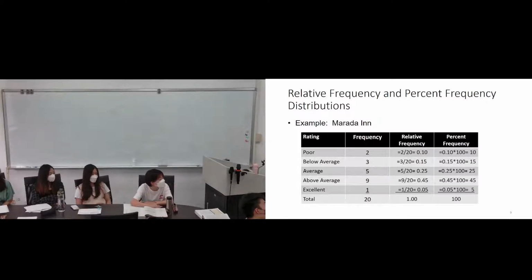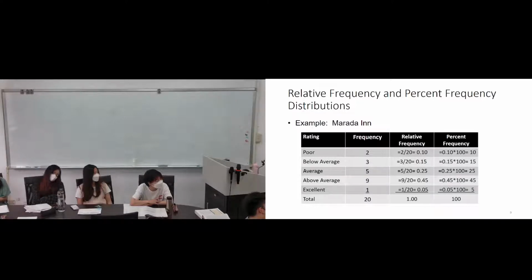So 2 out of 20 guests said poor. We divide 2 by 20, and then we obtain 0.10. That's the relative frequency for poor. We can also multiply it by 100. So 10% of the 20 guests gave a poor rating to Miranda N.